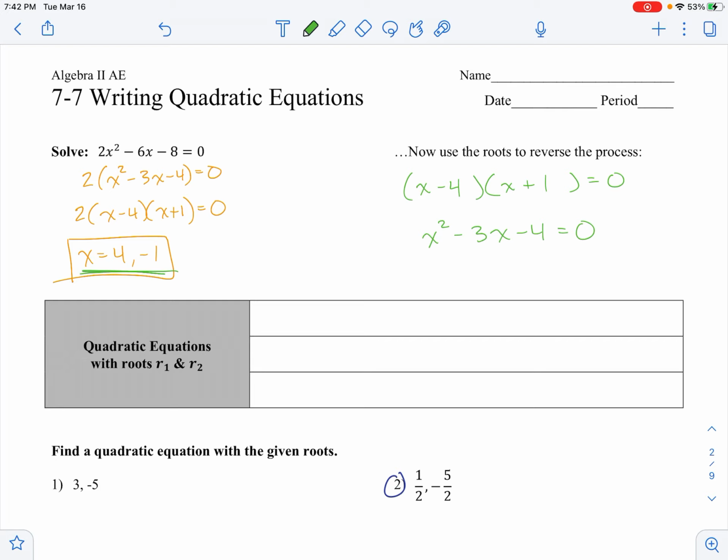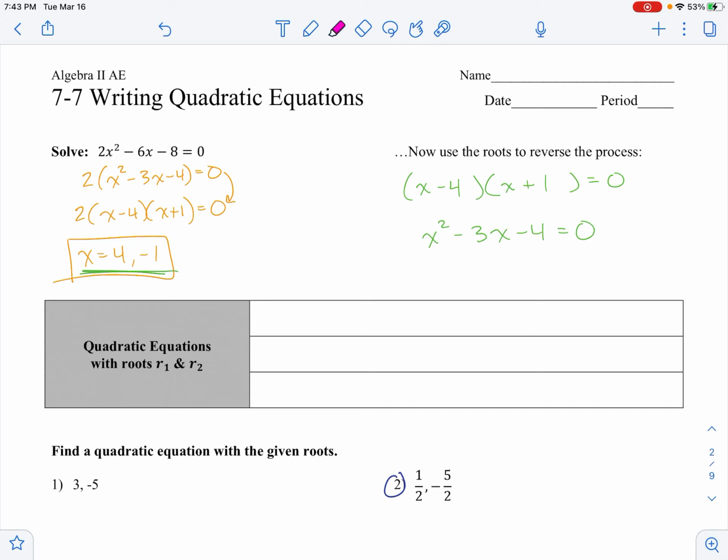Notice that this is slightly different than what we did over on the side in orange. But what I did over on the side here, well, I factored out a 2 just because that's kind of habit. But because this equals 0, I could have absolutely just divided everything in this original equation by 2, and I would have gotten back this x squared minus 3x minus 4. All right, so we do get back an equivalent equation, even if it's ever so slightly different.